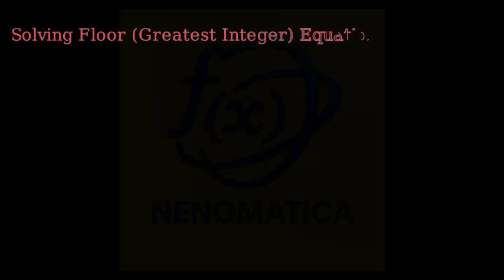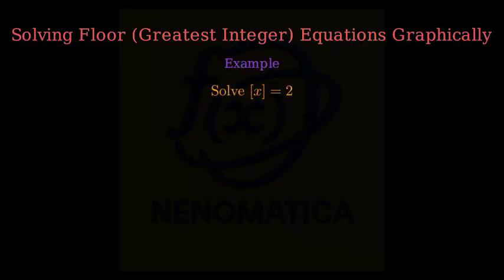In this lesson, we will solve equations involving the floor function using a clean graphical method, and then confirm with algebra. We'll tackle two examples. First, floor of x equals 2, and second, floor of x squared equals a, where a is a positive integer. Example: we want to solve floor of x equals 2.